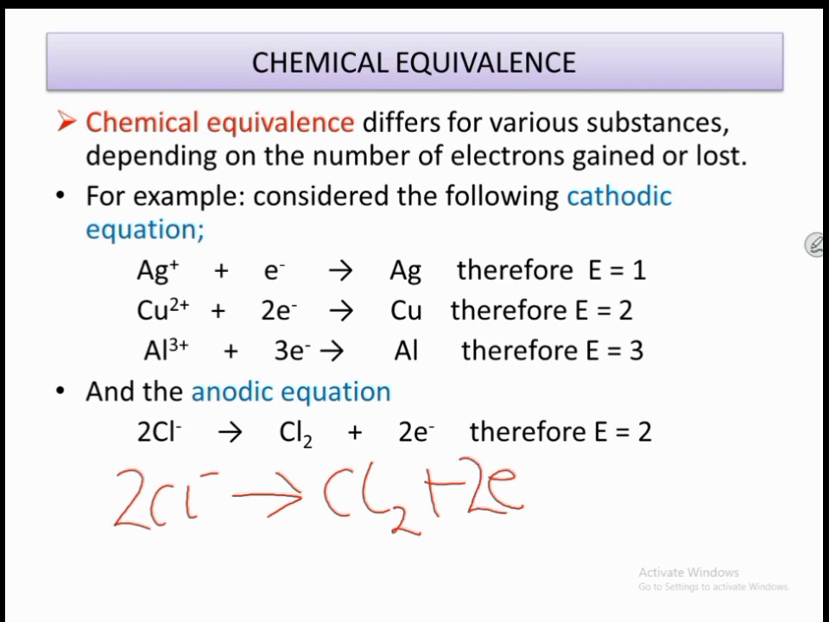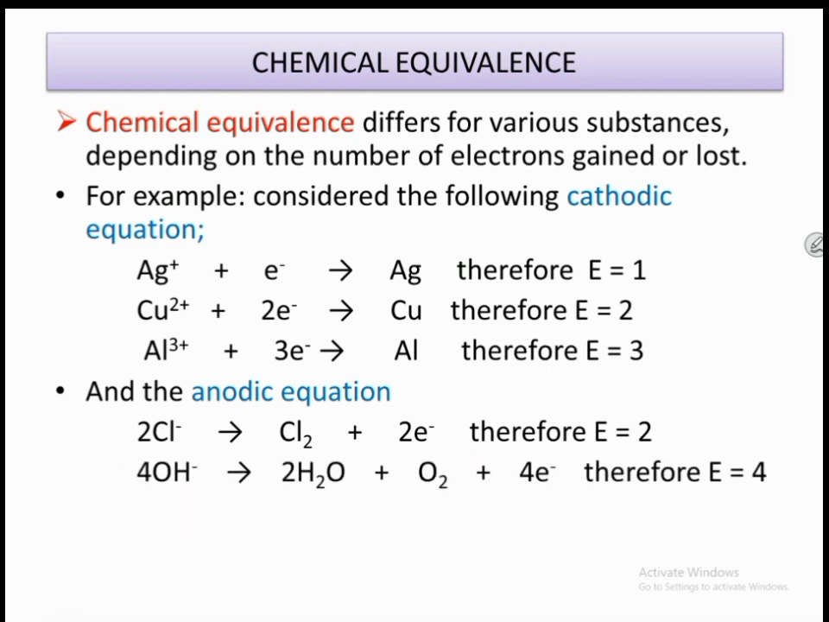That means the number of electrons lost when 1 mole of chlorine is produced is 2. So your E is 2 for that. Then what about OH? We have done this one before: it takes 4 OH minus to produce 2 moles of H2O and oxygen, and 4 electrons are lost at the end of the day. So whenever OH is discharged, the electron loss E is 4.